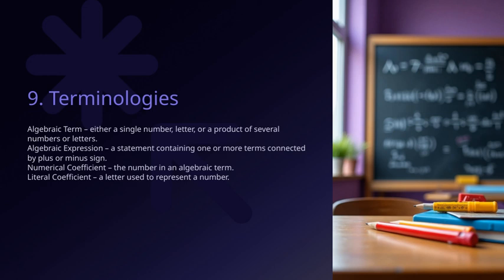The numerical coefficient is simply the number attached to a term that gives it its magnitude. For example, in 3x, the 3 is the numerical coefficient. And then there's the literal coefficient, which is a letter used to represent a number. Usually, this is a variable like x or y that stands in for an unknown value. These terms are the building blocks of algebra, and understanding them thoroughly helps us understand more complex expressions and equations. Remember, the key is to see how these pieces fit together to form meaningful mathematical statements.